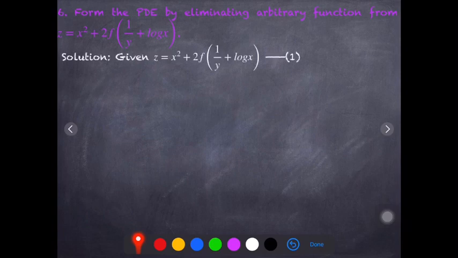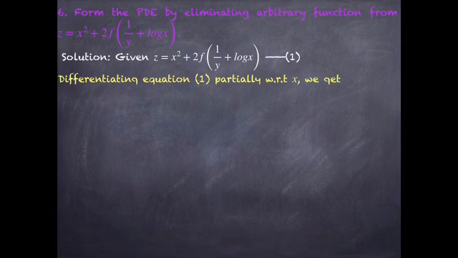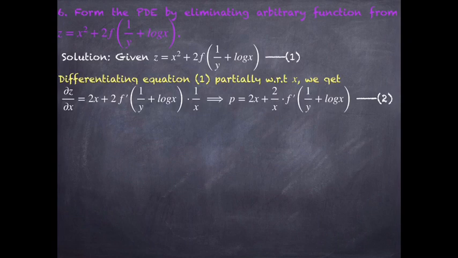So call that as 1 and differentiating partially with respect to x, we get ∂z/∂x = 2x into 2 into f'(1/y + log x), and 1/y is a constant, vanishes, differentiation of log x becomes 1/x. So ∂z/∂x is nothing but p, that is equal to (2x + 2/x) into f'. Call that as equation number 2.